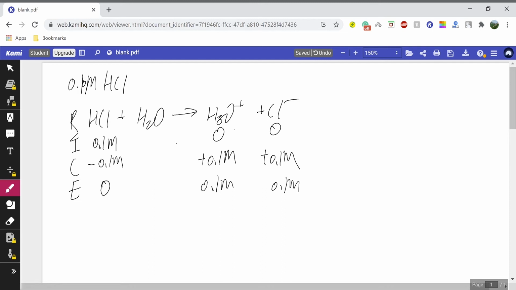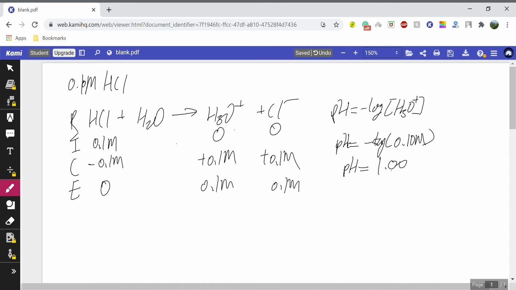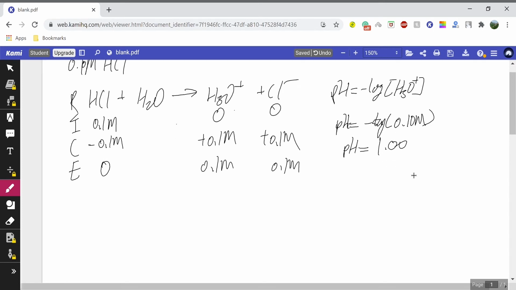Now what is the pH for this? Well, pH is equal to the negative log of the concentration of H3O plus, so pH will equal the negative log of 0.10 molar, which equals 1.00 pH. Now for pH significant figures, you only count the significant digits after the decimal point. So 1.00 will actually be two significant figures.